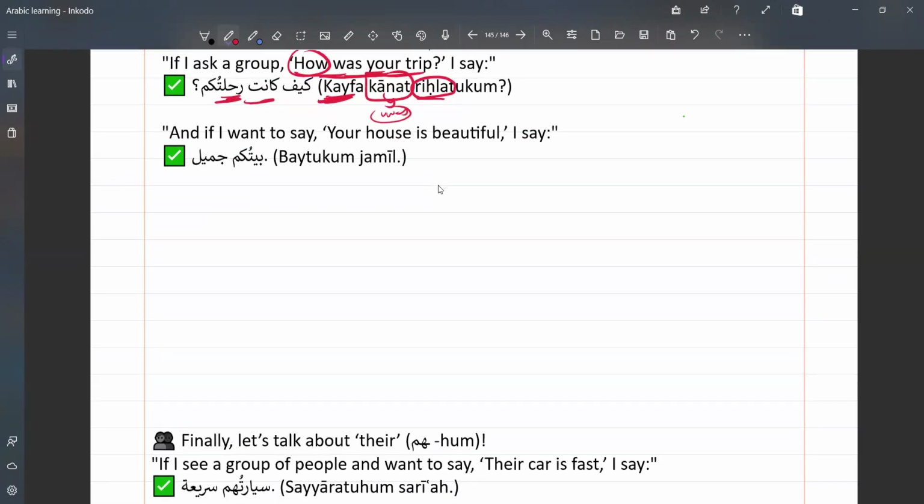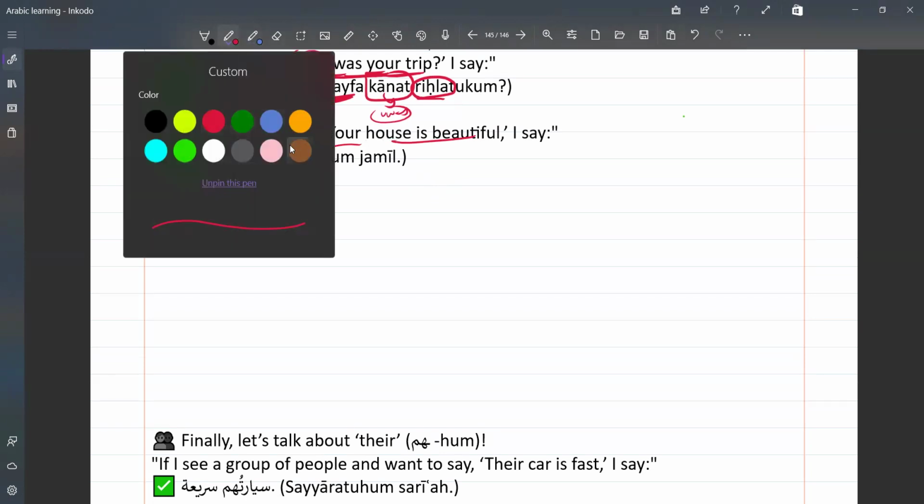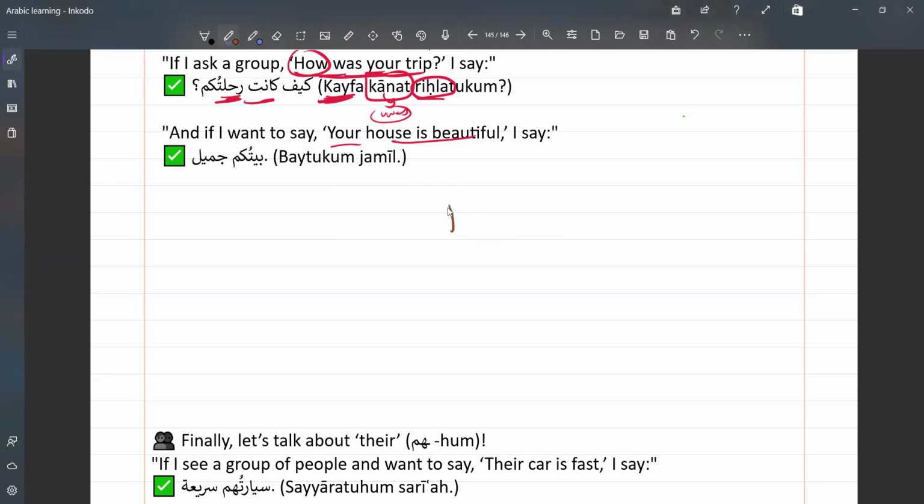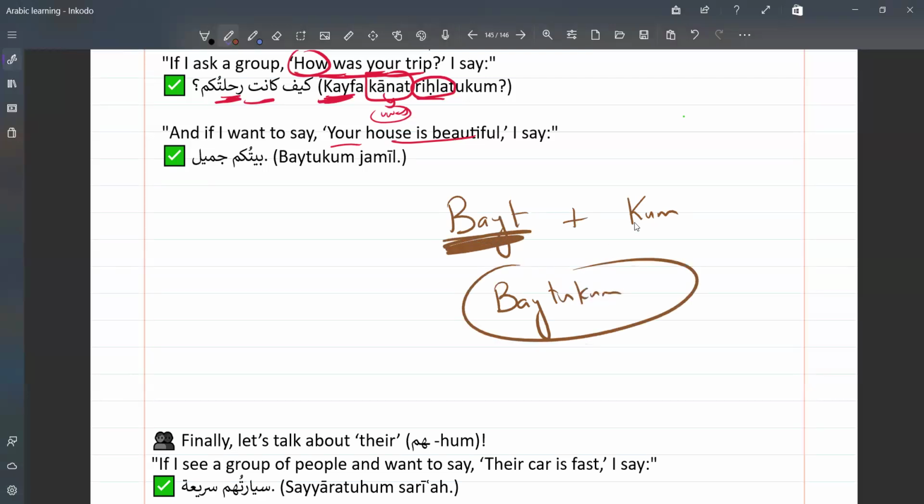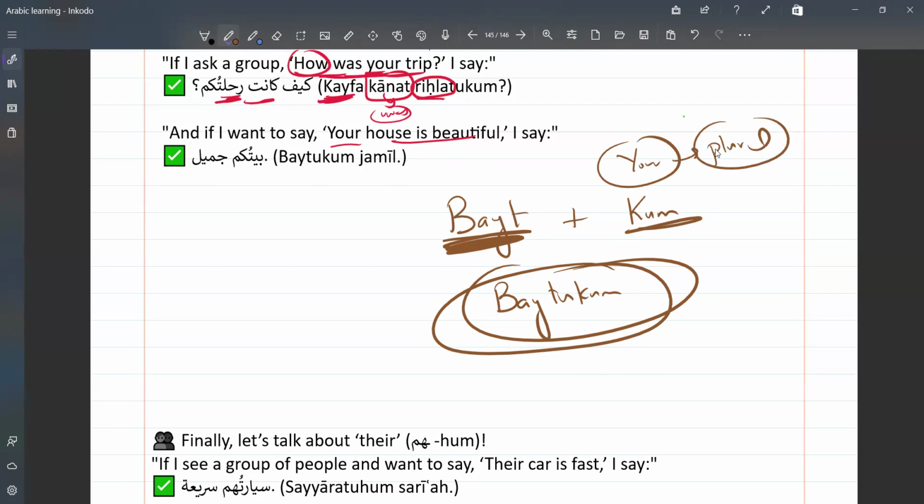Again, moving forward, if I wanna say your house is beautiful, house in Arabic is called bayt. And when I say your house, we will add the word kum. So this will become baytukum. Bayt means house, kum means your. Baytukum, your house, right? And here your is referring to plural objects.